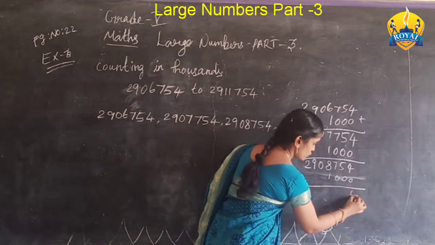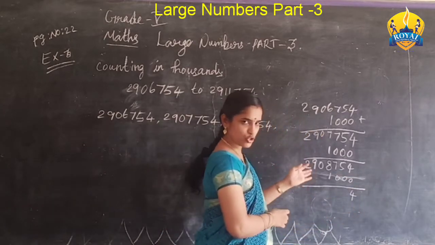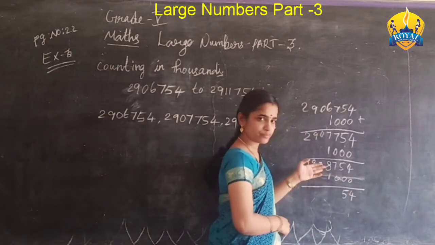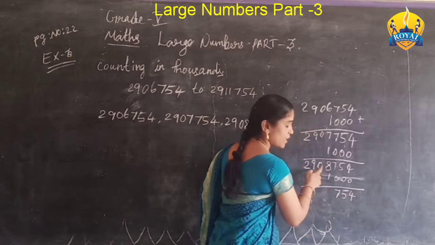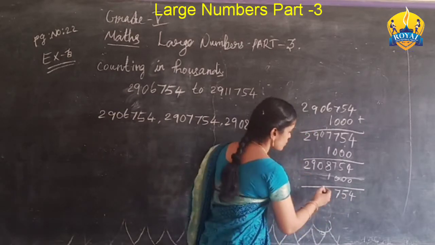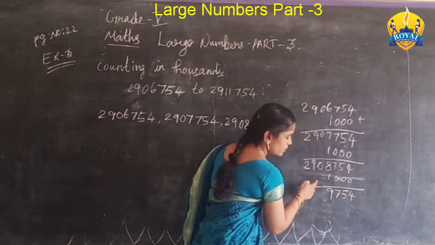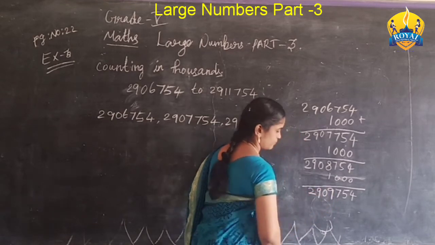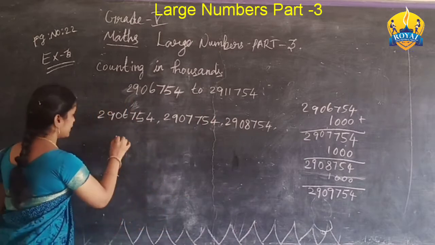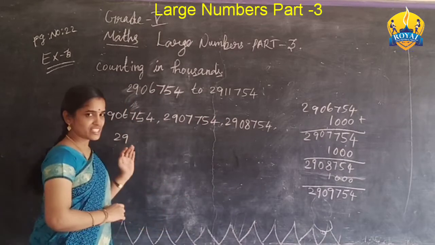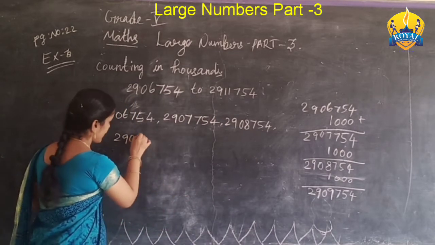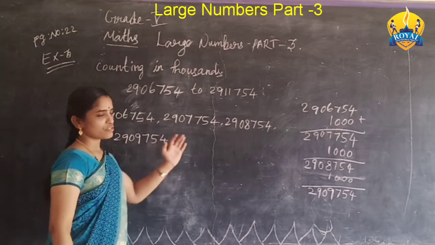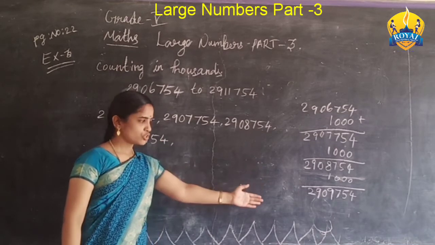Add a thousand to this number. 4 plus 0, 4. 5 plus 0, 5. 7 plus 0, 7. 8 plus 1, 9. And write the same digits, 0, 9 and 2. So we get 29,09,754.